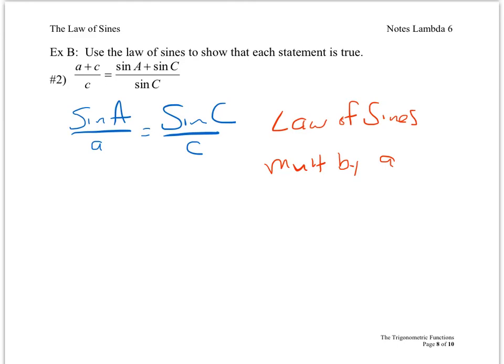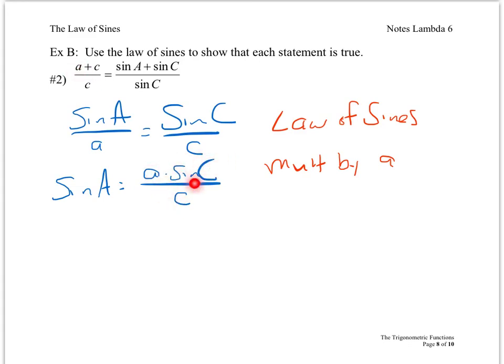On the left, if I multiply by A and I'm dividing by A, the A's cancel. On the right, I'm going to get A times sine of angle C over C. So I got my A's and C's on the same side, just like I'm supposed to, which is awesome.